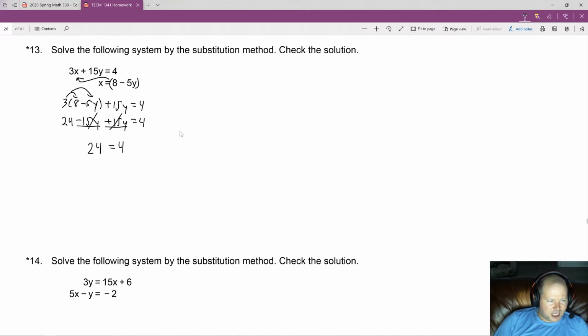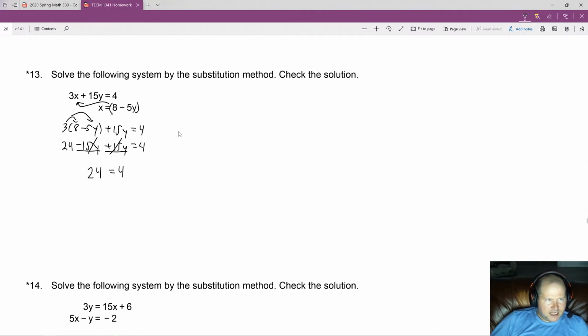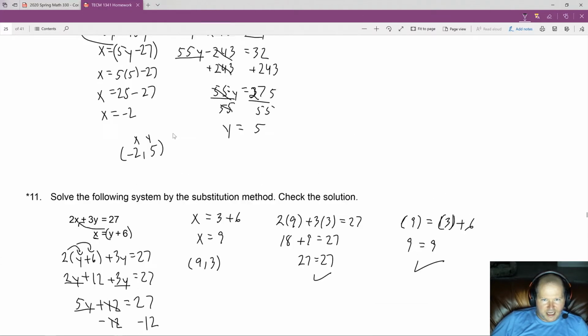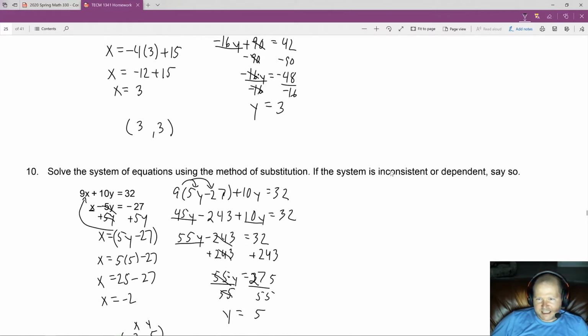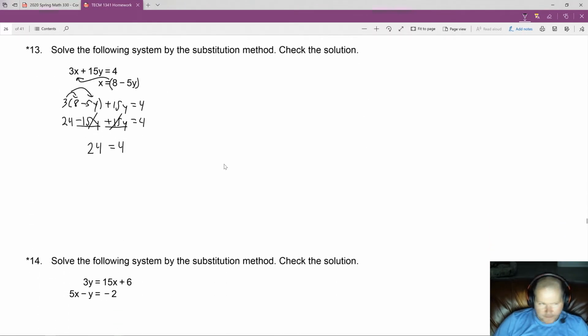Now this is almost the exact opposite of the previous one. Whereas the previous one, 4 was always equal to 4, so they are dependent. In this situation, 24 is never equal to 4. Different constants are never equal to each other. 4 isn't equal to 3, 0 isn't equal to 5. Two different constants are never equal to each other. So this is never true, so we call this an inconsistent system of linear equations. Now, that basically means there's no answer. So no answer. So it's never true, so there's no answer.